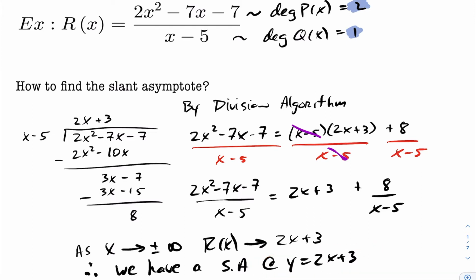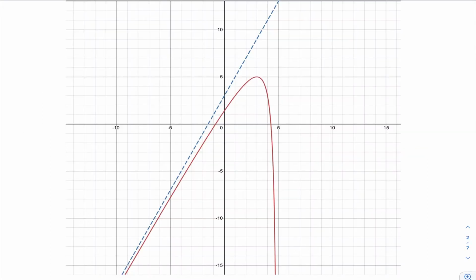Let's take a look at the graph of this rational function to view our slant asymptote. Looking at the graph, you can see the dotted blue line represents our slant asymptote. This is y equals 2x plus 3. And then we have our rational function here. Let's label that r(x). You'll notice that we have a vertical asymptote. It's not labeled, but we have a vertical asymptote here at x equals 5. And you recall our rational function had a vertical asymptote at 5.